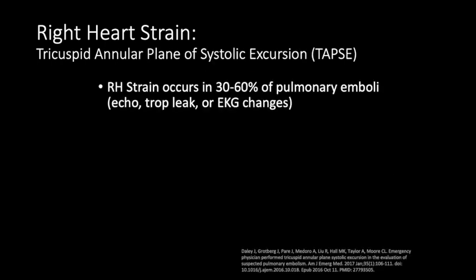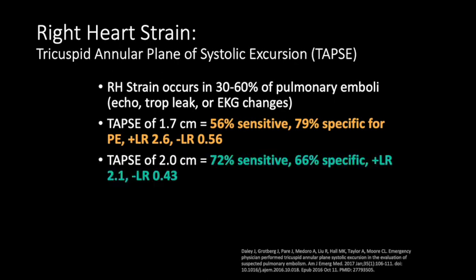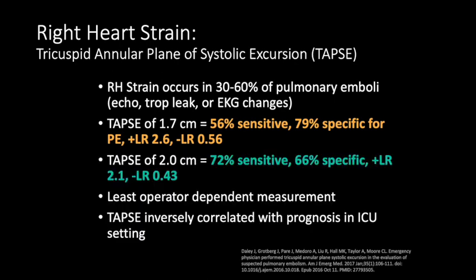Here's a summary of some of the evidence that supports using TAPSE as a measurement of right heart strain. Based on incident data, right heart strain, which can be defined as either echocardiographic findings, troponin elevation, or EKG changes, will occur in up to 60% of patients who suffer from an acute pulmonary embolus. When TAPSE is used to investigate the heart in a patient with a suspected PE, a TAPSE less than 17 millimeters has a positive likelihood ratio of 2.6.